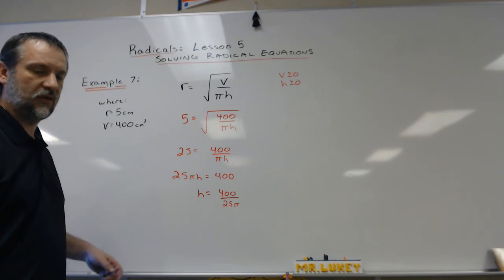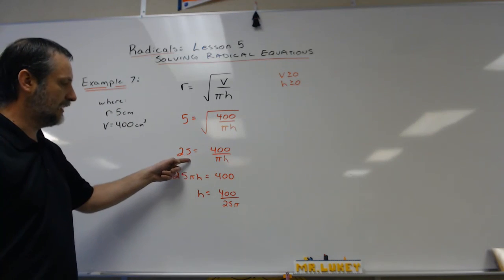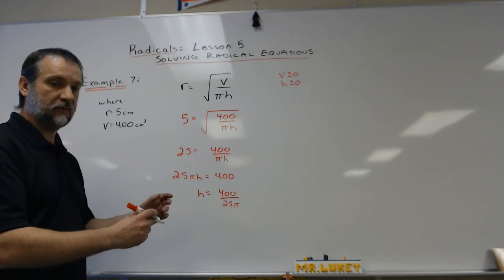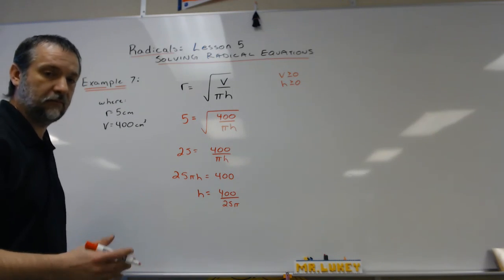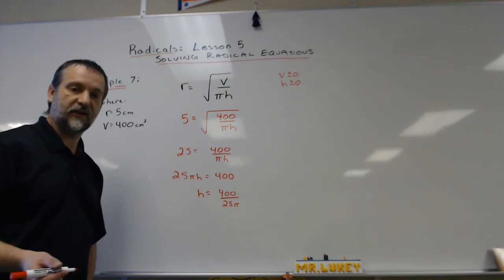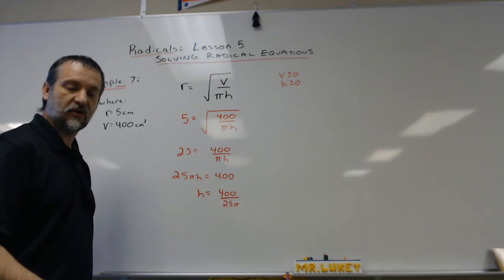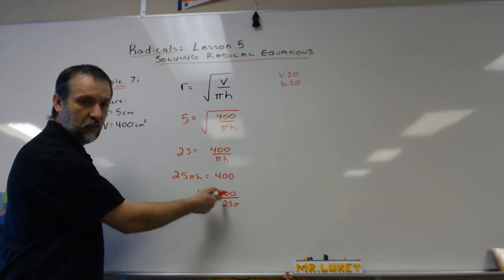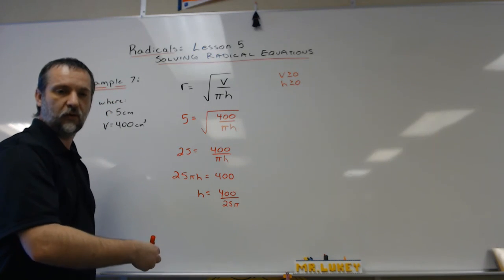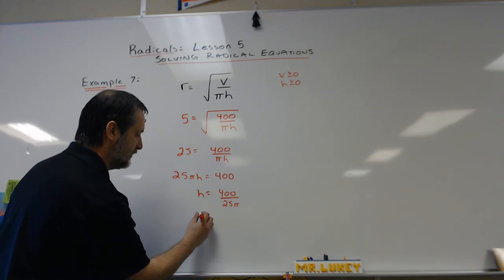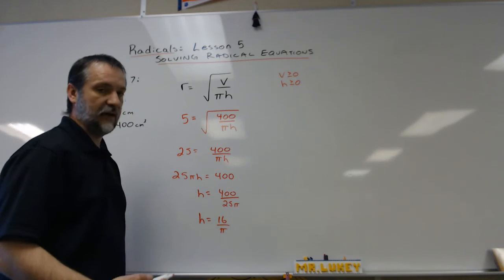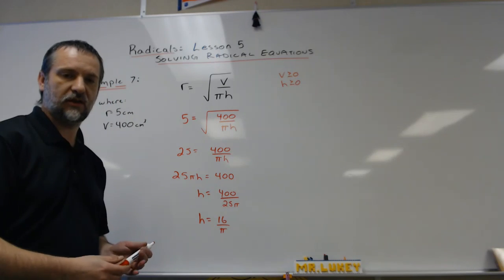So you'll see that we did do an extra step. The pi we moved up here and then we moved it back down again. We don't have to do that, but sometimes it's easier just to keep it together. That's going to come down to personal preference. The only thing is they asked for this to be a simplified answer. They asked for it to be kept in terms of pi, so we're going to leave the pi as it is. We're going to simplify the 400 over 25, which as it turns out is 16 over pi. That would be the height of this situation here.